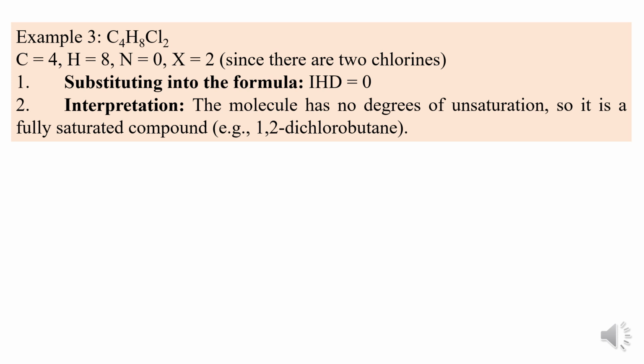Third example, C4H8Cl2. Now there are 2 chlorine atoms in this molecule. Substituting into the formula, you get an IHD value of 0. And whenever you end up with a value of 0, the interpretation will be the molecule has no degrees of unsaturation. There will be no unsaturation. So it is a fully saturated compound. For example, it could be 1,2-dichlorobutane. Now structural elucidation can be carried out using spectral studies like UV, IR, NMR and mass spectroscopy.